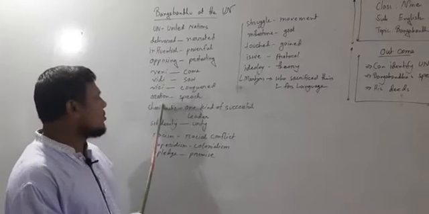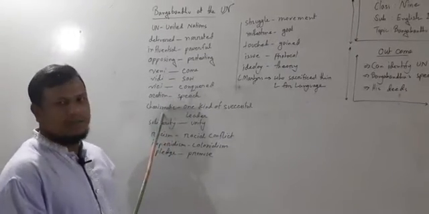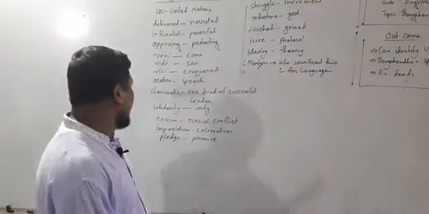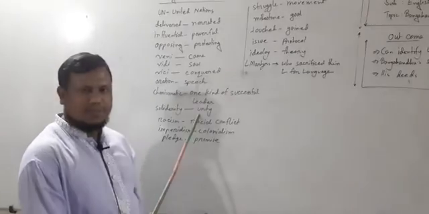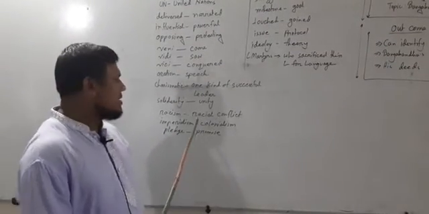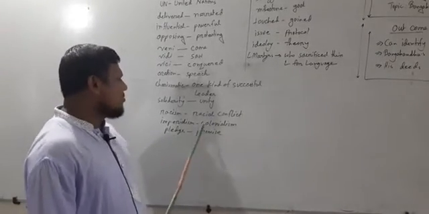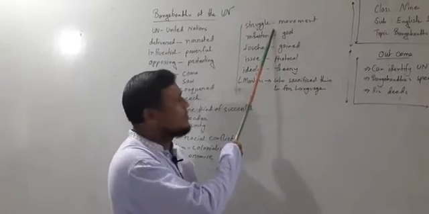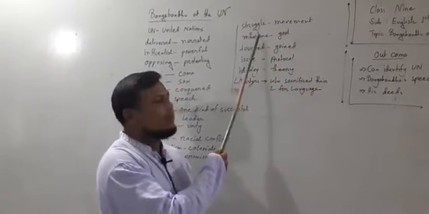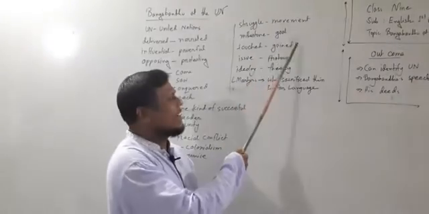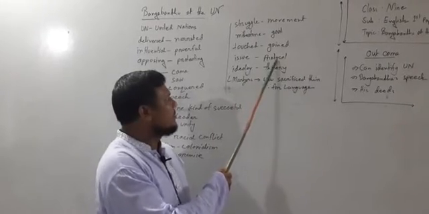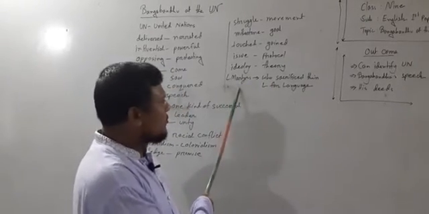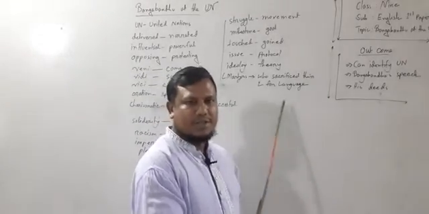Next, oration. Oration means speech. Charismatic. Charismatic means one kind of successful leader. It is a kind of leader. Solidarity. Solidarity means unity. Racism. Racism means racial conflict. Imperialism means colonialism. Struggle. Struggle means movement. Next, milestone, goal. Trust, gain or achieved. Issue. Issue means protocol. Next, ideology. Ideology means ism or theory. Language martyrs: those who sacrificed their lives for language in 1952.